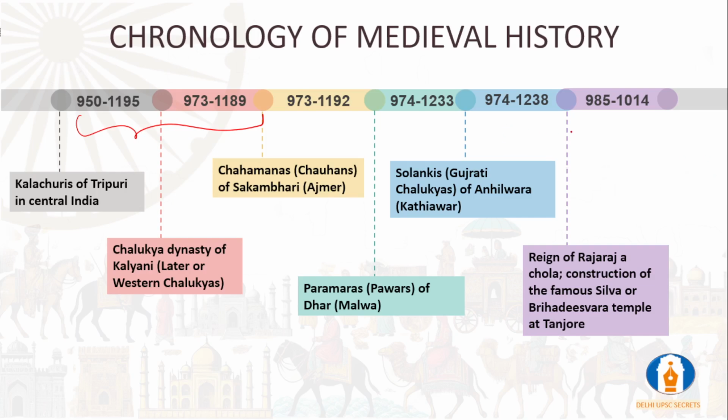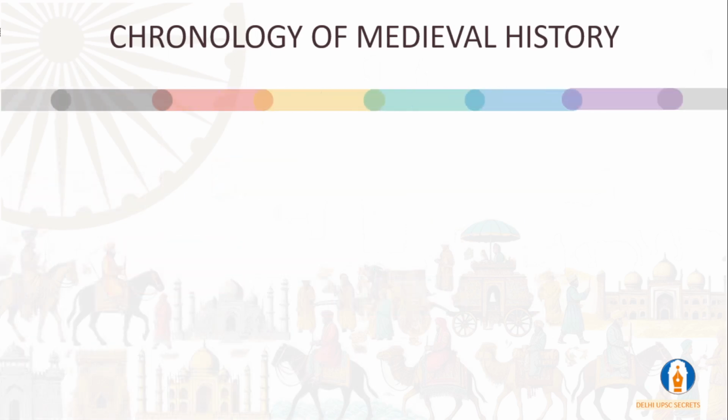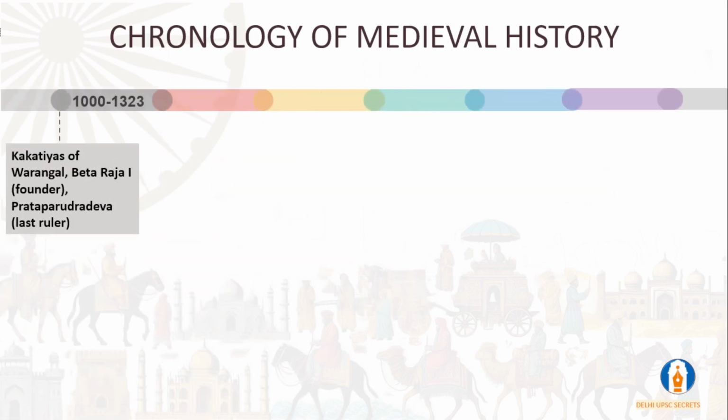So, in the same period, around 1000 AD, we have Muhammad of Ghazni invading India and marking the beginning of repeated raids. Okay, moving forward, between 1000 to 1323 AD, the Kakatiyas were rising in the Warangal region. It was the center in the present Telangana state. We have Beta Raja, who is the founder of that particular Kakatiya dynasty. Kakatiyas were also patrons of art and architecture.